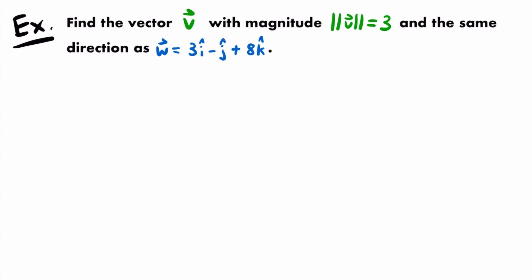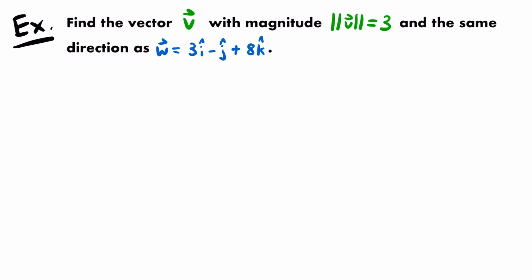We're not really told what that is, and so it seems a little bit confusing, right? How do we find a vector with a specific magnitude in the same direction as another vector? Let's break it down. When a problem asks you to find a vector in the same direction as another vector, what it's asking you to do is find a vector with the same unit vector as that vector. Because the direction of a vector is described by its unit vector.